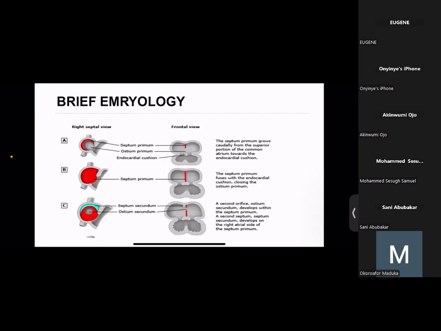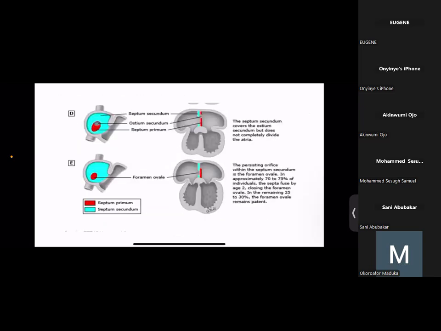Now, after the septum primum has fused with the endocardial cushion, another hole opens up in that septum primum, which is known as the ostium secundum. And a septum secundum grows to cover up this ostium secundum that has formed in the septum primum. So a second orifice, the ostium secundum, develops within the septum primum, and the second septum, called the septum secundum, develops from the right side of the septum primum to cover up this ostium secundum. The septum secundum covers the ostium secundum, but does not completely divide the atrium.